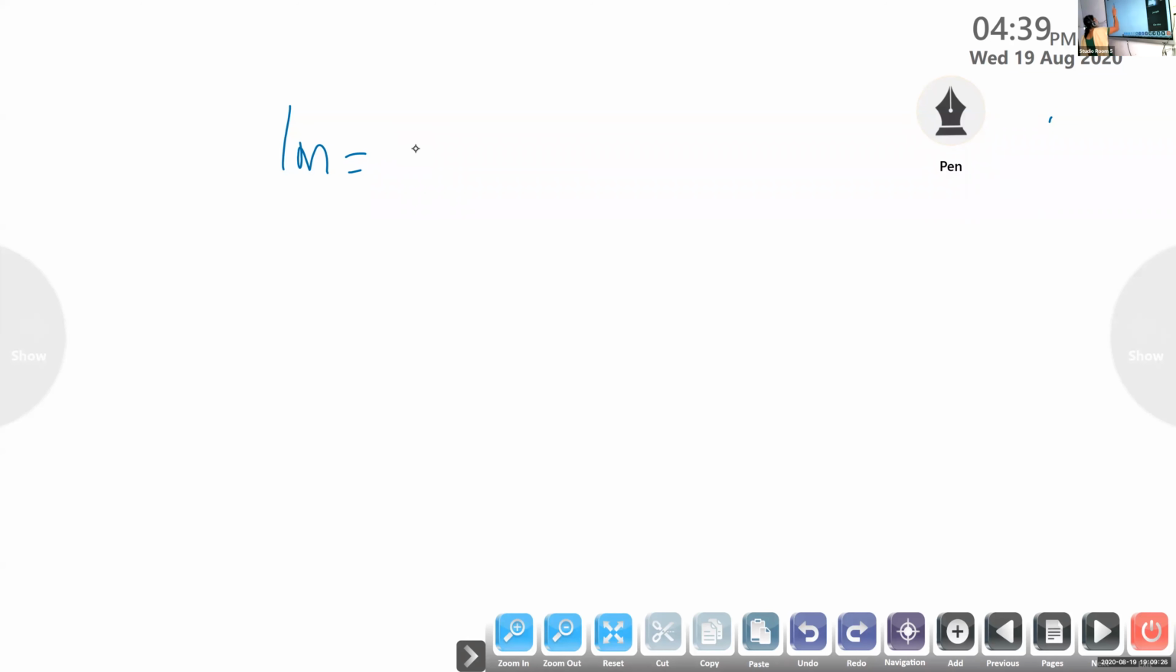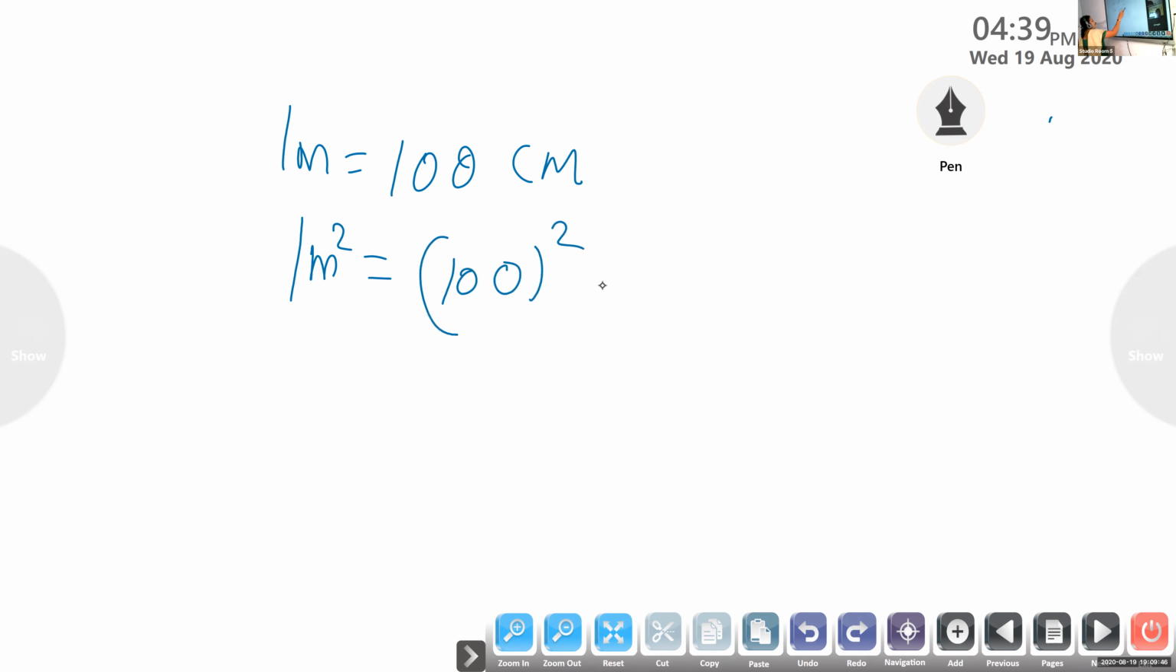So 1 meter is equal to 100 centimeter, correct? Yes, ma'am. And 1 meter square is equal to how many centimeter square? 100 square, correct? Yes. Okay.